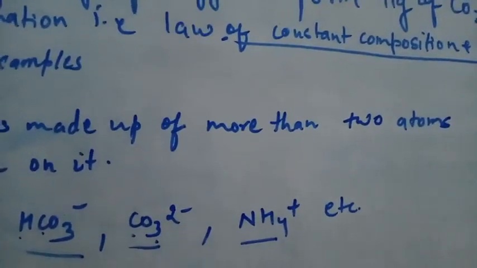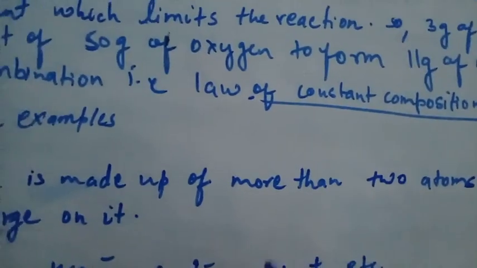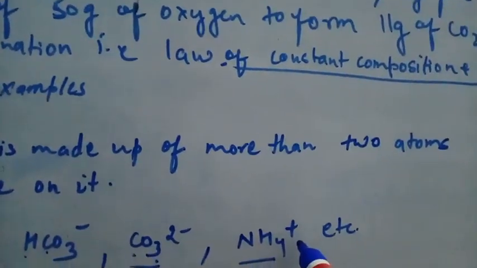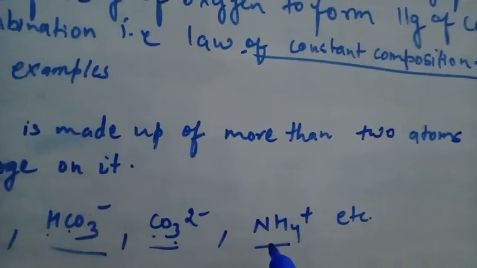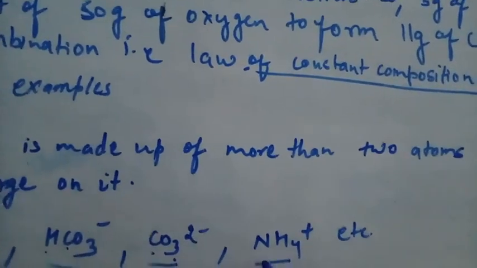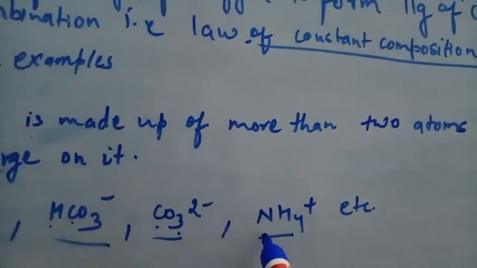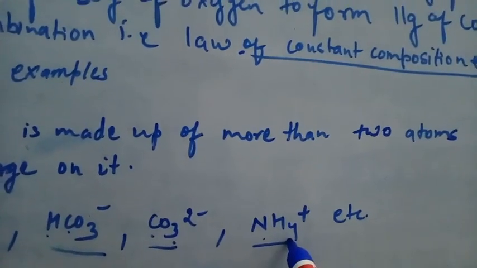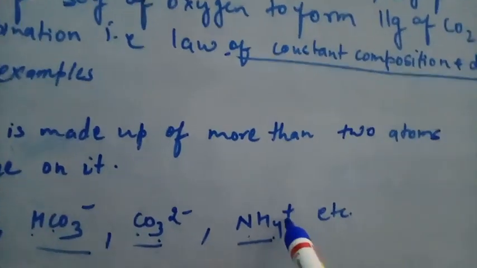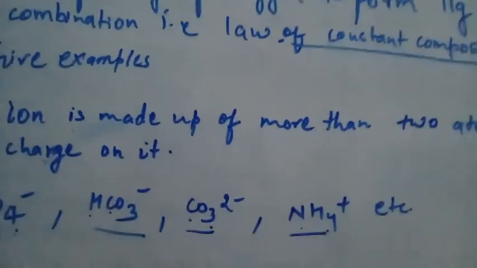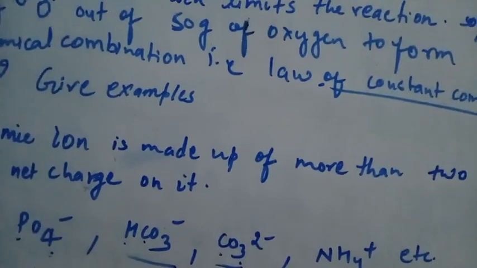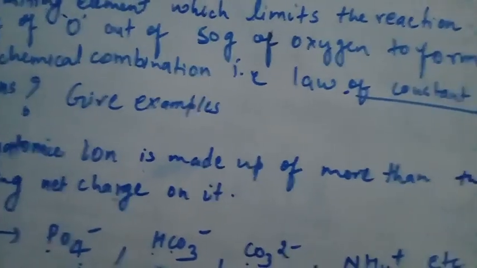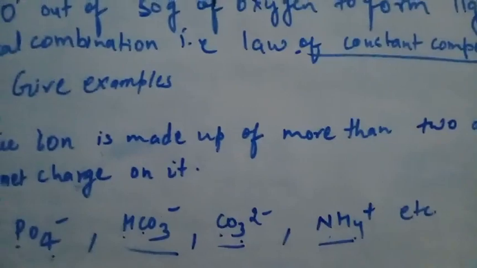Similarly, the ammonium ion has 1 net positive charge on it, and this ammonium ion is also a polyatomic ion because it is made up of more than 2 atoms, it is 5 atoms. You can see 1 atom of nitrogen and 4 atoms of hydrogen, forming 5 atoms and having 1 net positive charge on it. So a polyatomic ion is made up of more than 2 atoms having a net positive or negative charge on it.